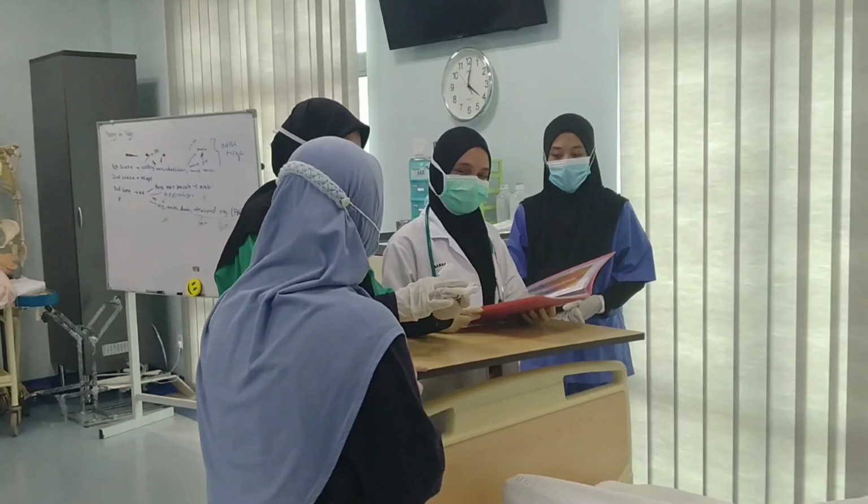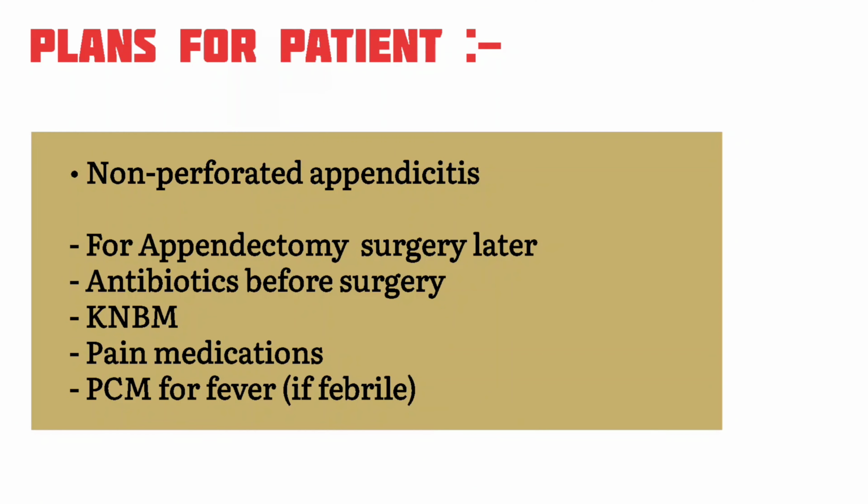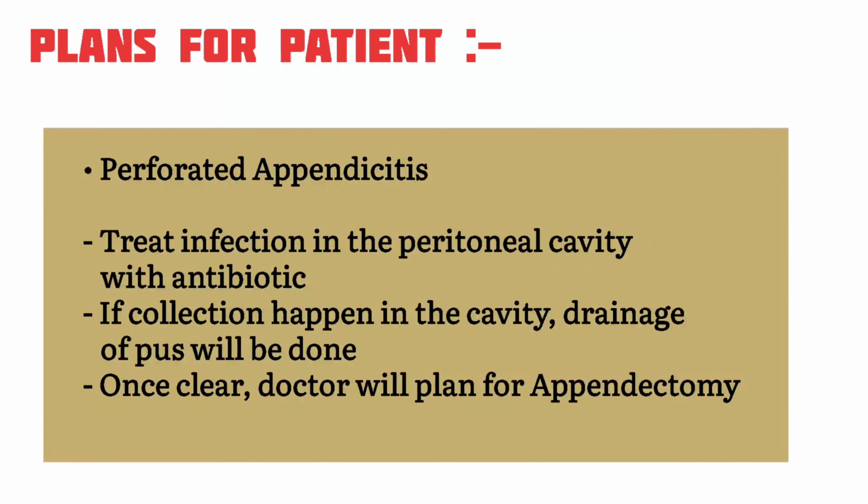Let's see what the plans are for patients with non-perforated appendicitis. For appendectomy, surgery later, antibiotics before surgery, treatment by mouth, pain medications and also paracetamol for fever. Plans for patients with perforated appendicitis: treat the infection in the peritoneal cavity with antibiotics. If collection happens in the cavity, drainage of pus will be done. Once clear, the doctor will plan for appendectomy.